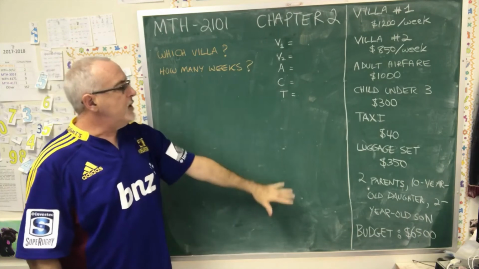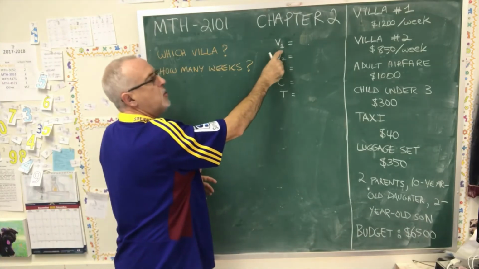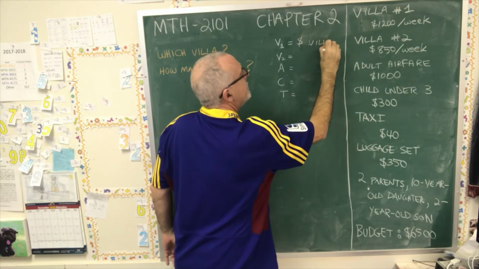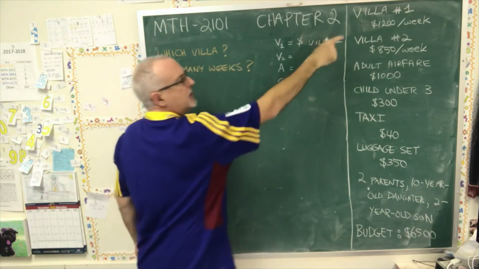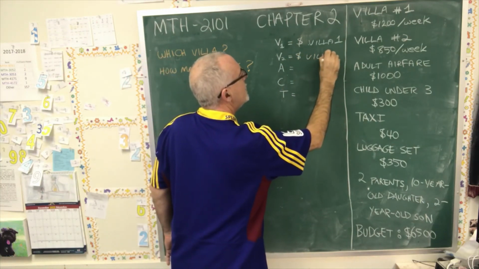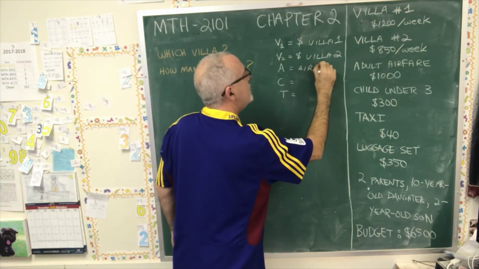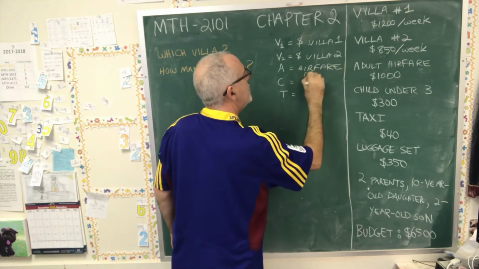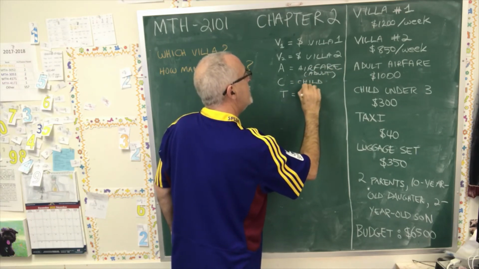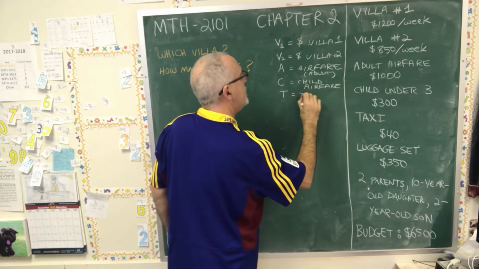The first thing that we're going to do as we make our expression is define some variables. So I'm going to call V sub 1 the rental cost for villa 1 per week. That's the $1,200. V sub 2 is the rental cost for villa 2. A is the adult airfare. And C is the child airfare, that's the child under 3 years old. T is the taxi cost.